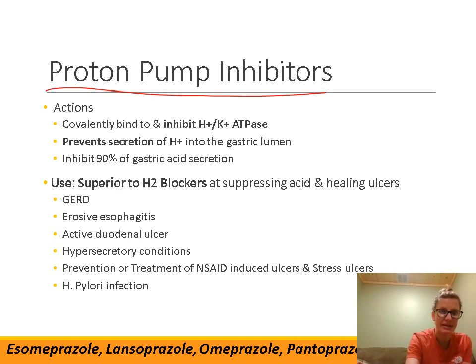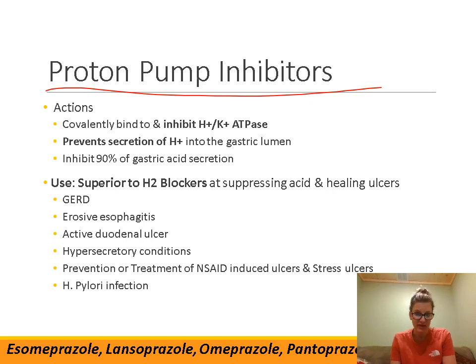Okay, so proton pump inhibitors are very, very effective at reducing acid secretion. Proton pump inhibitors include esomeprazole, lansoprazole, omeprazole, pantoprazole. They're all ending in azole. These agents used to be prescription only, but the majority of them are actually available over the counter now. Omeprazole was, I think, the first of these to go over the counter, but now esomeprazole, which was Nexium, and lansoprazole, Prevacid, are all over the counter now.